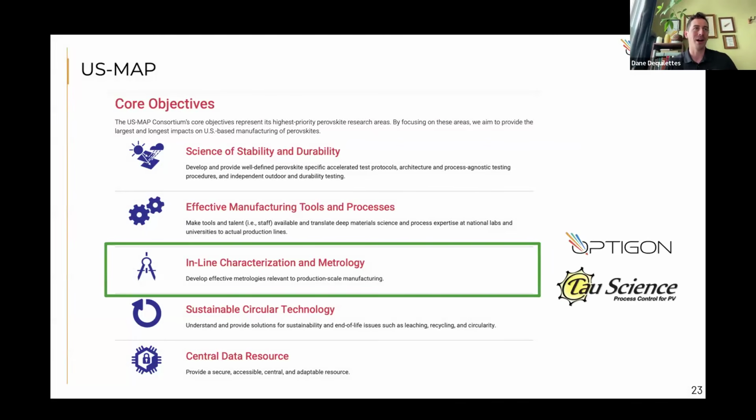I think the PV community has widely recognized that for silicon, CdTe, CIGS, and other materials, metrology has been essential in not only doing the research, but developing and then deploying and then ensuring quality during production. And so this has really been a core tenet of USMAP. Right now, it's Opticon, our team, as well as Tau Science that's really focused on this. But we're sure that more companies and other research groups can continue to contribute here as well.